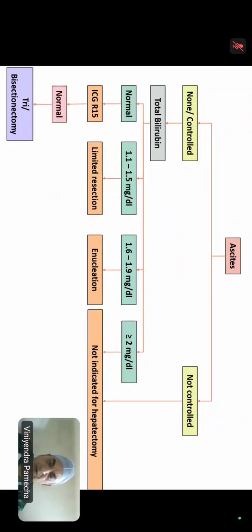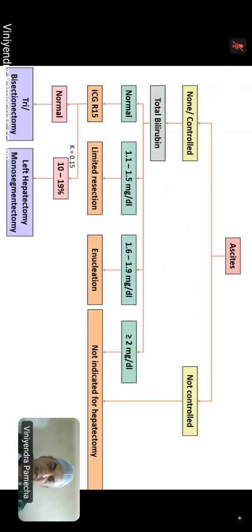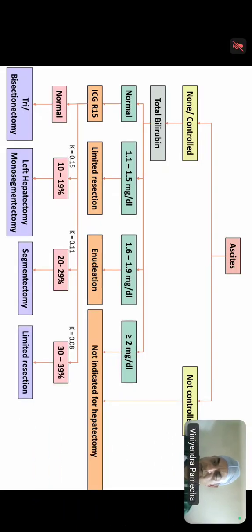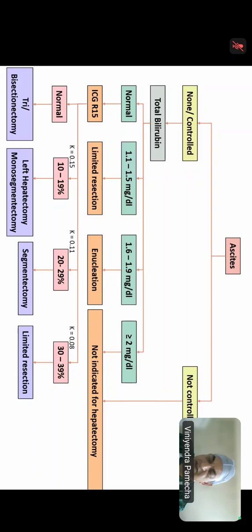Then ICG is important. You need to look at the retention, and if ICG is more than 10, then major liver resection is not an option. If it is about normal, then you can do bisectionectomies or trisectionectomies. If it is 10 to 19, then it is about left hepatectomies or monosegmentectomies. If it is 20 to 30, then it is about segmentectomy. If it is more than 30, then limited resections.